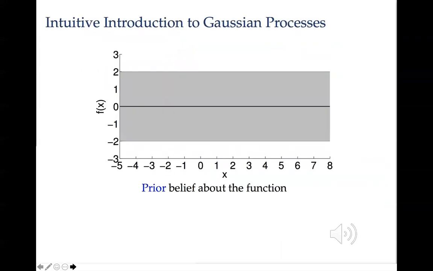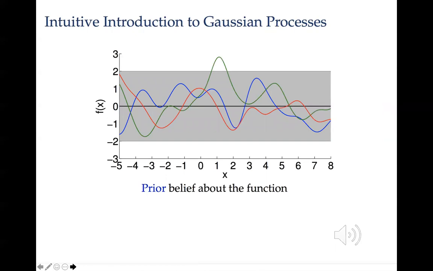So let's assume that we want to learn a function from some data. We know that the data have been standardized to zero mean and unit variance. So we expect the function to be focused on the shaded area. We also expect the function to be smooth, and we can get a draw of functions from the prior distribution. In fact, that's what a Gaussian process is. It is a prior distribution in function space.